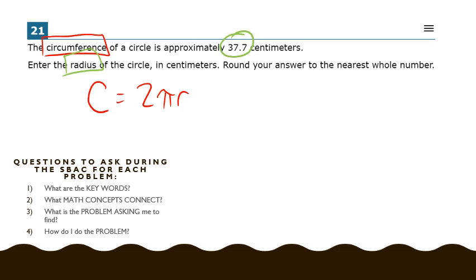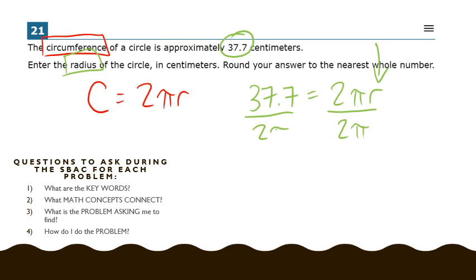So let's substitute what we know into this equation. I know that my circumference, that capital C, is 37.7, and it's equal to 2 pi r. If r is what I'm trying to get all by itself, all I'm going to do is divide by 2 pi. Now here is where your calculator comes in handy. The 2 pi's cancel on this side, and I'm left with the radius. All I need to plug into my calculator is 37.7 divided by 2 pi.